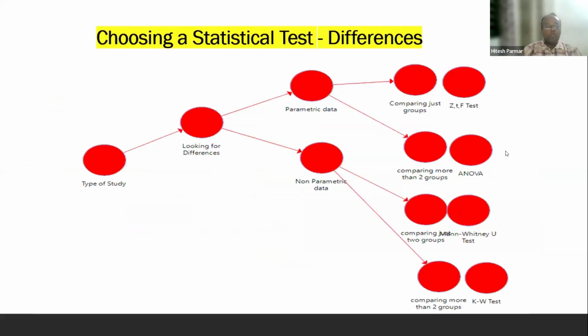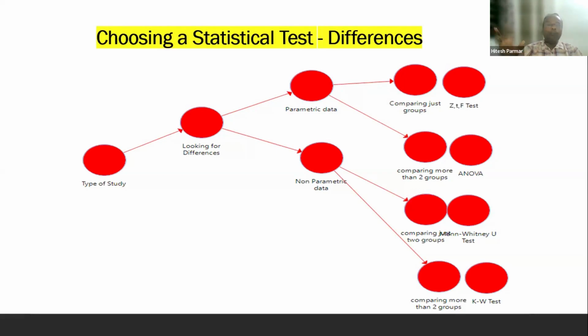Now suppose you have two variables. Then you need to answer the question: what is your objective? Are you looking for differences or are you looking for association? Right? If you have two variables, you need to ask this single question: what is your objective? Your objective can be number one, to look for differences, or number two, to look for associations. Now what is the difference?